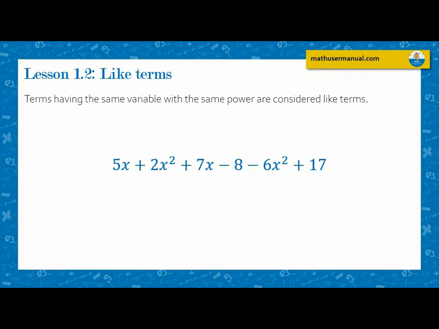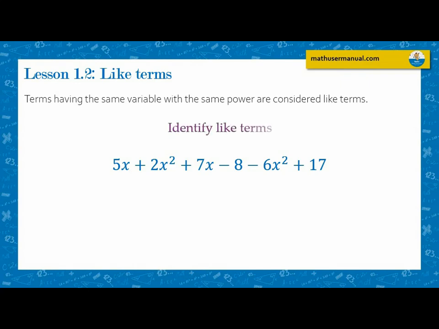And now that we understand everything inside of an equation, we can go to the idea of like terms. Like terms are terms. We understand that terms are each individual element in, this is an expression because it doesn't have an equal sign. Each of these terms that have the same variable with the same power, it's important that the two conditions are met. Same variable, same power are considered like terms.